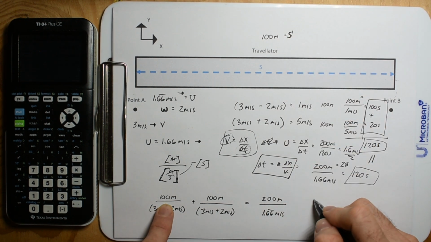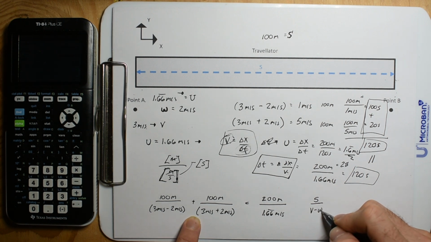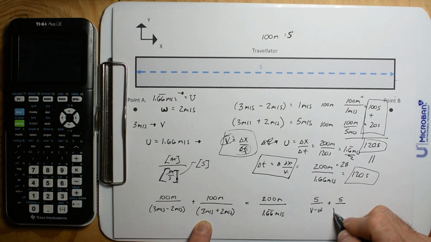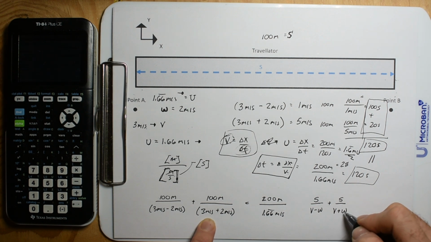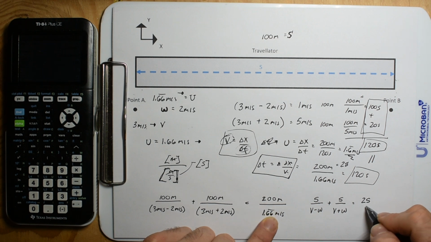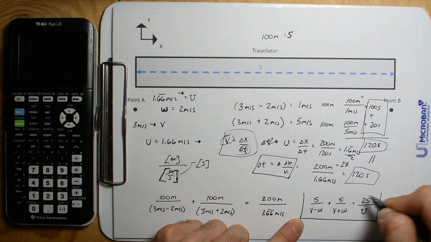All right, let's do it. So we have s divided by v minus the speed of the travelator, plus the total, the 100 meters, s divided by v plus w, this Malachi speed plus the speed of the travelator, is equal to 2s divided by the speed of the group. And that's it. That's the algebraic expression.